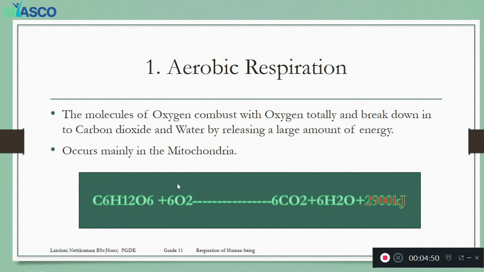Can you remember a similar situation you have learned in different types of reactions? There, instead of glucose, you use fuel. Complete combustion and incomplete combustion are two types. For complete combustion, you get carbon dioxide, water and energy. It is similar to this aerobic respiration. This occurs mainly in the mitochondria.